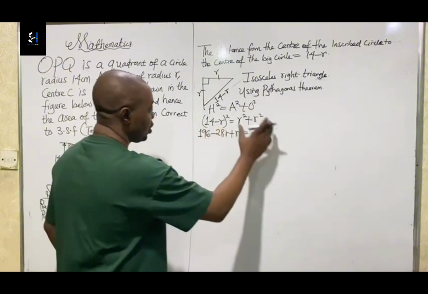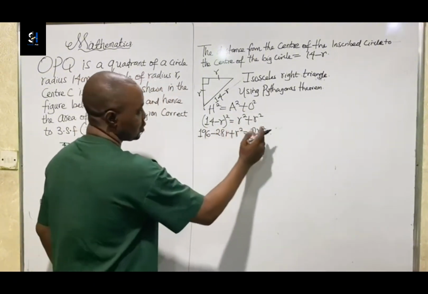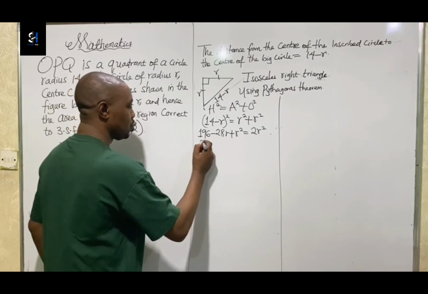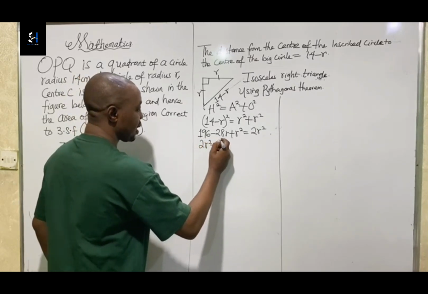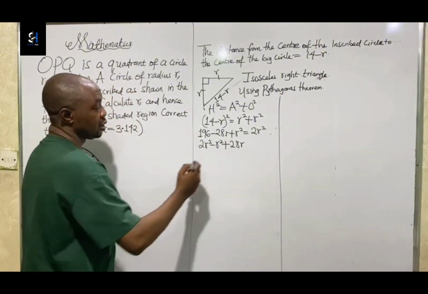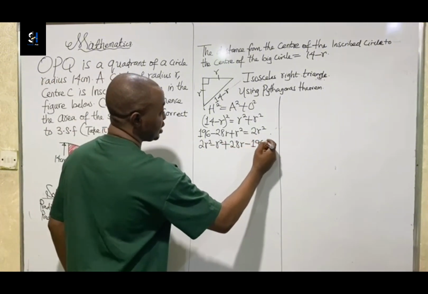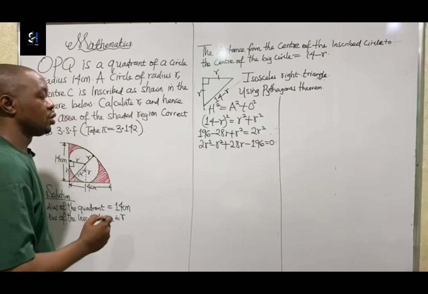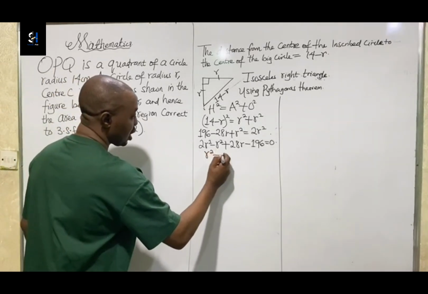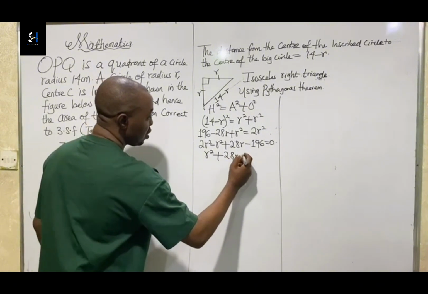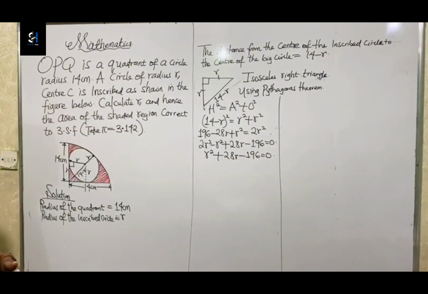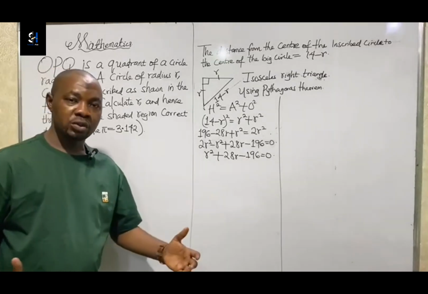Now let's move everything on the left hand side to the right hand side. We're going to have 2r squared minus r squared plus 28r minus 196 equals 0. So this will be r squared plus 28r minus 196 equals 0. Now we have a quadratic equation.